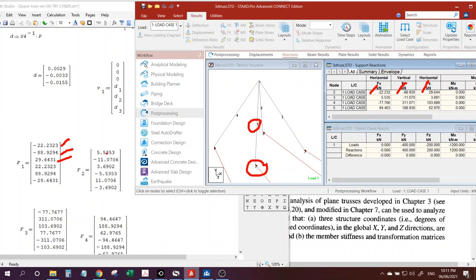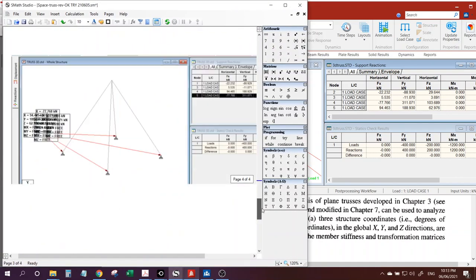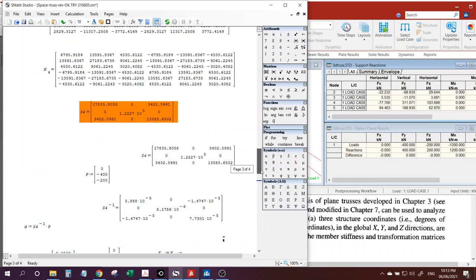And how about for member 2? I am getting 5 11 3. So this is member 2 here, I think this one, node 3, 5, 11, 3. Okay. Next is F3, 77, 31, 1, 103. This one, node 4, 77, 31, 1, 103. And lastly, 94, 189, 62. 94, 189, 62. Okay, so that's it. Therefore, this code is consistent with STAAD.